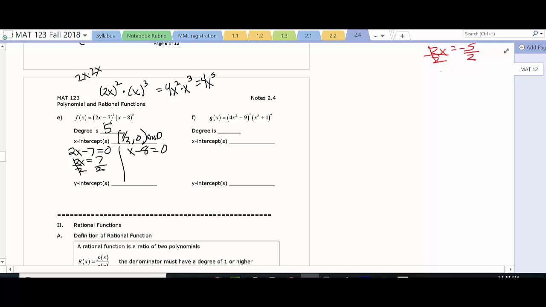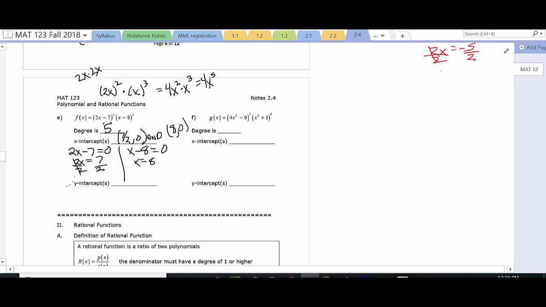And then what's the second one in your head? x minus 8 is 0. What's x? 8. There you go. Anytime you can do it in your head, just do it in your head. So your other one is 8, 0. Now the y-intercept is just arithmetic, and you can learn to do it in your head.